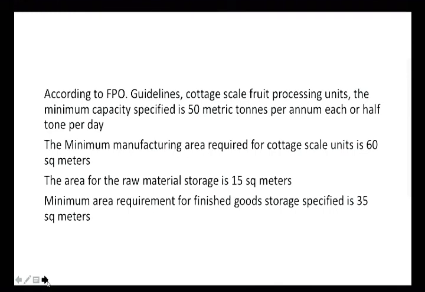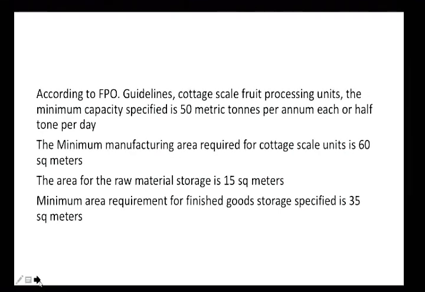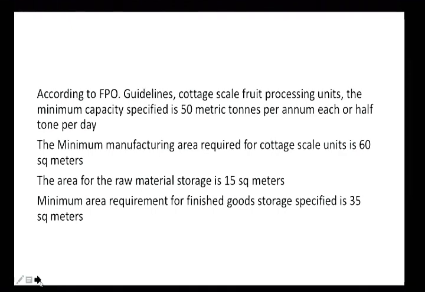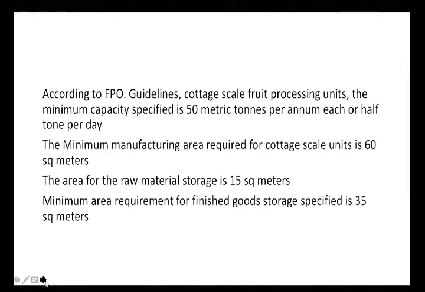Remember the minimum area requirement for finished good storage, because whenever you are preparing any kind of jam and jellies or marmalade or any processed product, this is the finished product, but the raw material that we are using for making that product is totally different. But when we are making that kind of product, definitely we need to assign some amount of area. So how much area do we need to allocate? 35. How much area? Right, 35.